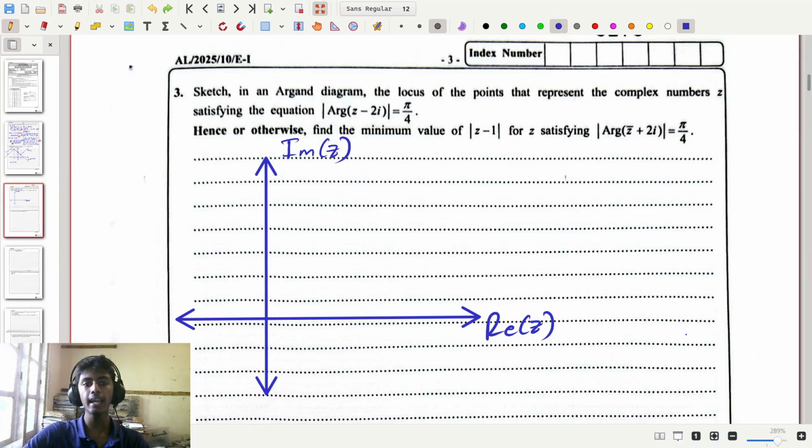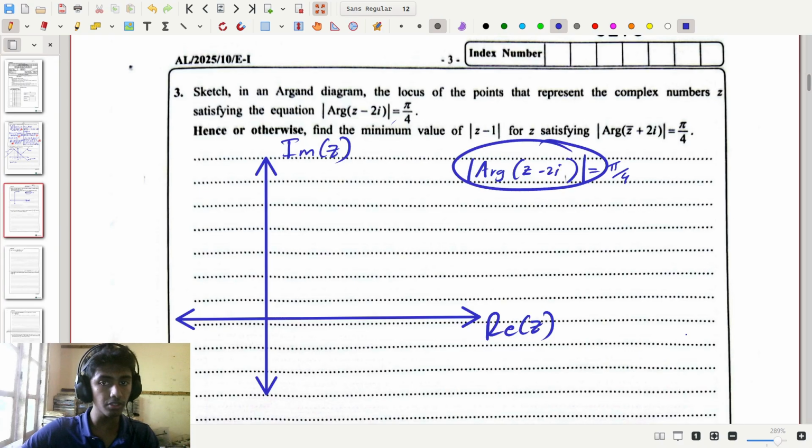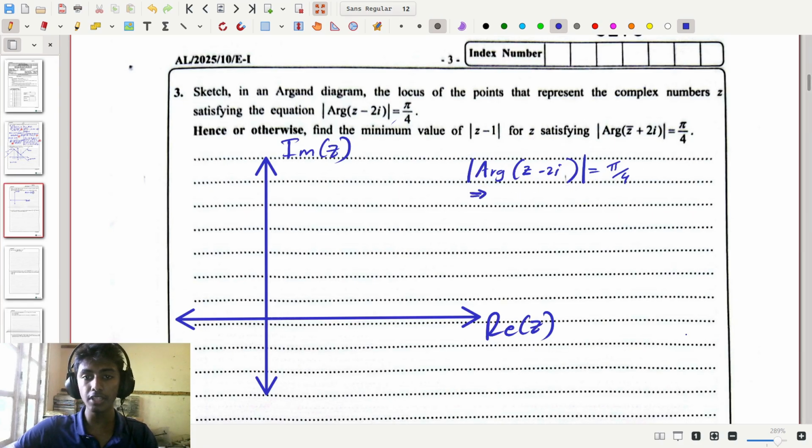So first off, analyzing the first part of the question, for the Argand diagram bit, we are asked to find the locus of the point such that the modulus of arg(z − 2i) is equal to π/4. So if the modulus of arg(z − 2i) is equal to π/4, it means that the arg(z − 2i) could either be plus π/4 or minus π/4, since when you take the modulus of both of those numbers, you get π/4. So therefore, this implies that the arg(z − 2i) is equal to plus or minus π/4, which means there are two possible values that you could have.